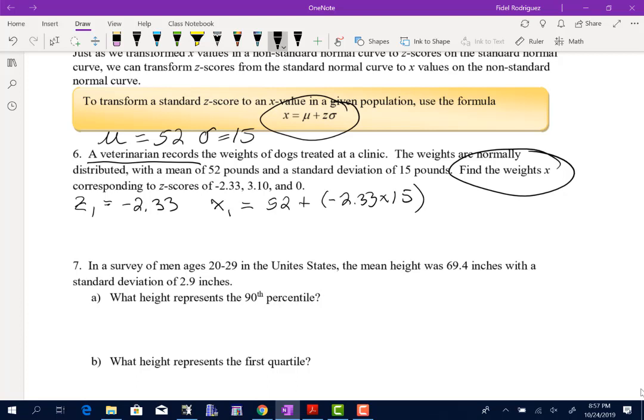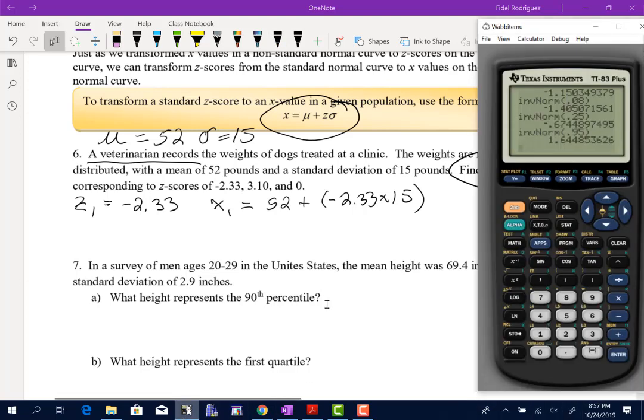Okay. So guys, I want you to think about, do you remember the first day of school and we did stuff like order of operations? What should I be doing first? Parentheses. Okay, so let me grab my calculator real quick. Let me clear this out. Let's take negative 2.33 times 15 equals, and then we're going to add how much? 52 to it, right? Okay.